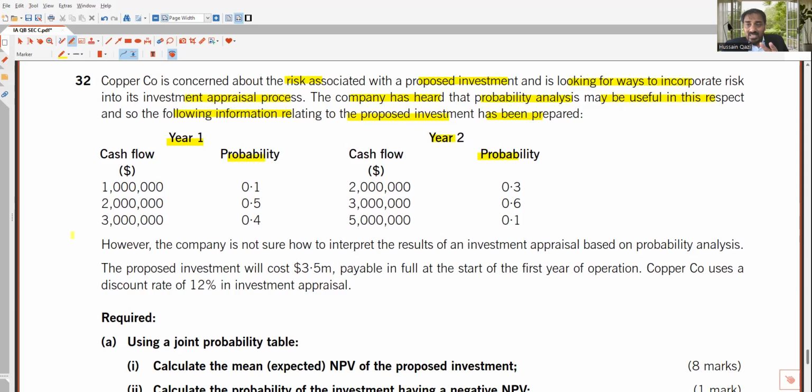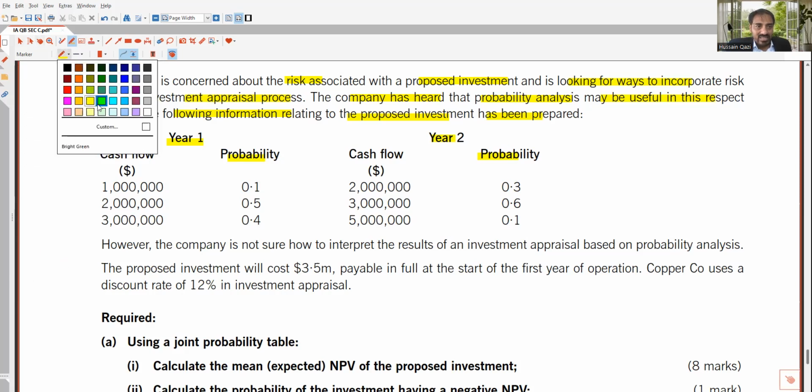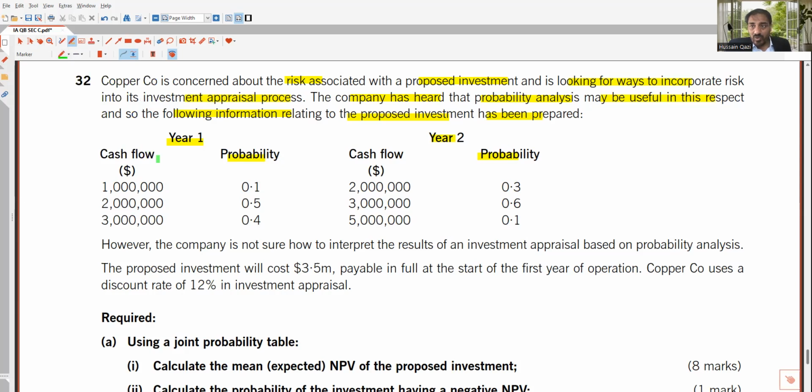Joint means these two different probabilities are connected with each other. For example, here number one, the cash flows may arise 1 million at year 1 with the chances of 10%, 2 million with the chances of 50%, 3 million with the chances of 40%. Okay, this is the simple probability of year 1.